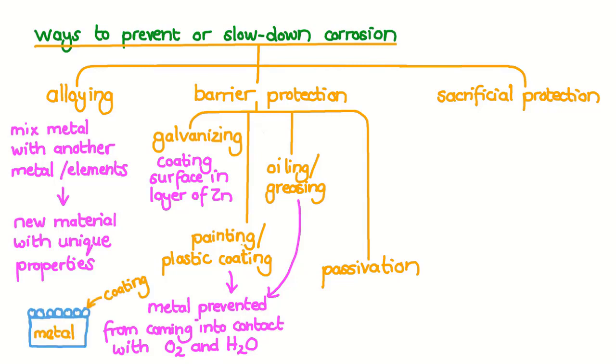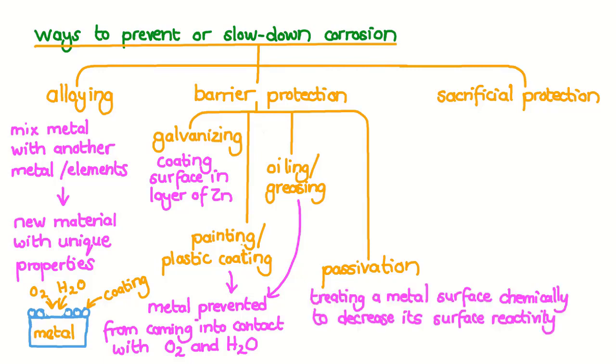The problem with coating a metal in these ways is that these coatings can be scratched or washed off, and oxygen and water can get access to the metal again. These methods are not very effective against corrosion in the long term compared to other methods.